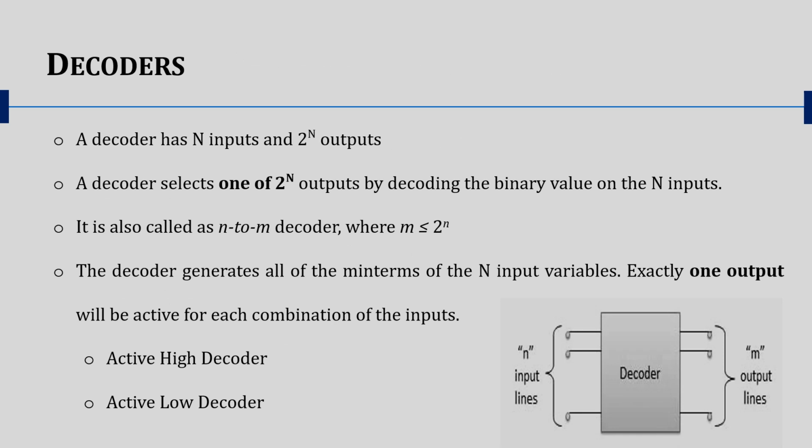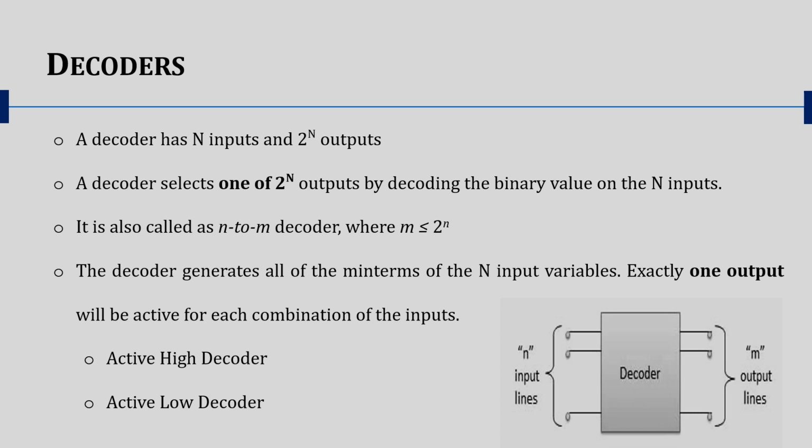Now let's look into decoders in detail. A decoder has n inputs and 2 raised to n outputs. A decoder selects one of the 2 raised to n outputs by decoding the binary value on the input lines. It is also called an n to m decoder, where n is the number of input lines and m is the number of output lines, and m should be less than or equal to 2 raised to n.